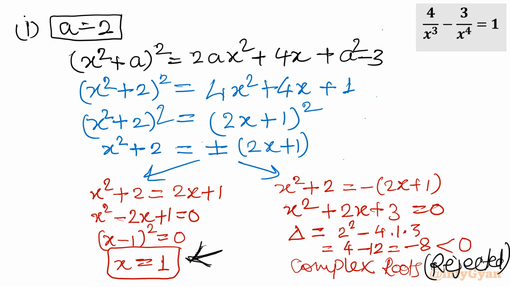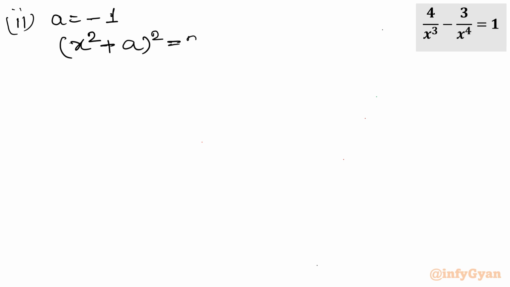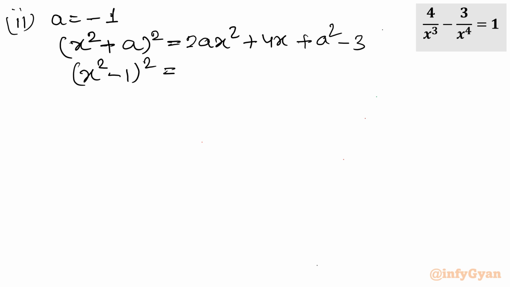Now I will consider the second value of a, number 2, a is equal to minus 1. Again I will write our perfect square equation first: (x square plus a) whole square is equal to 2a x square plus 4x plus a square minus 3. Let's put a equal to minus 1. So I will write (x square minus 1) whole square is equal to 2 times minus 1, so it will become minus 2x square plus 4x, a square, so 1 minus 3, minus 2.